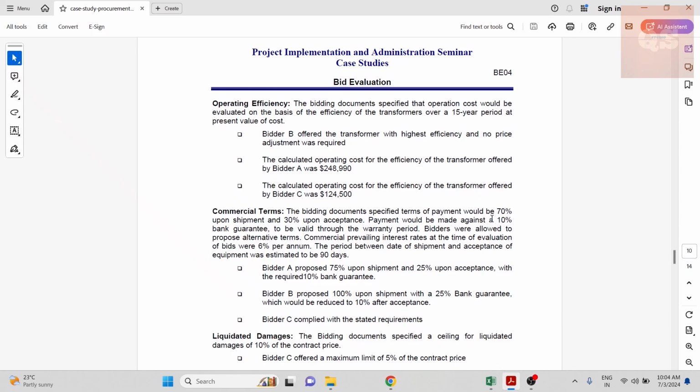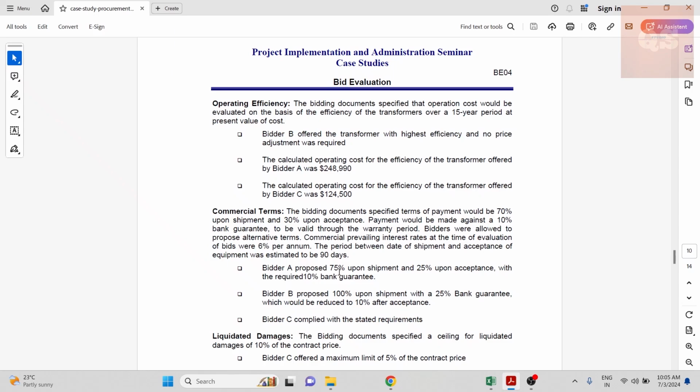Once the equipment starts shipping, 70% will be provided to the contractor, and once everything is checked and found fine after coming to the site, 30% will be given. For this, a 10% bank guarantee needs to be provided by each bidder. During this time the interest rate was 6% per annum, and 3 months or 90 days was the lead time. They were also told that they could propose some alternatives.